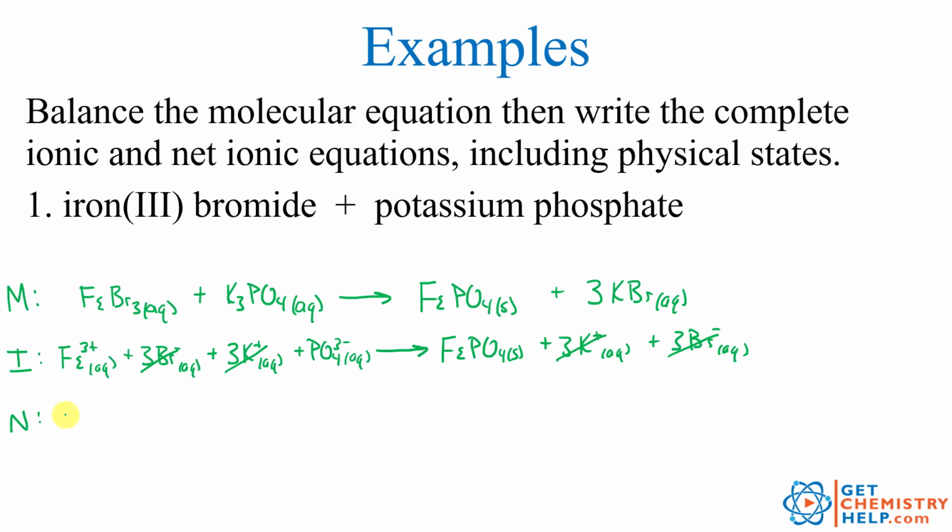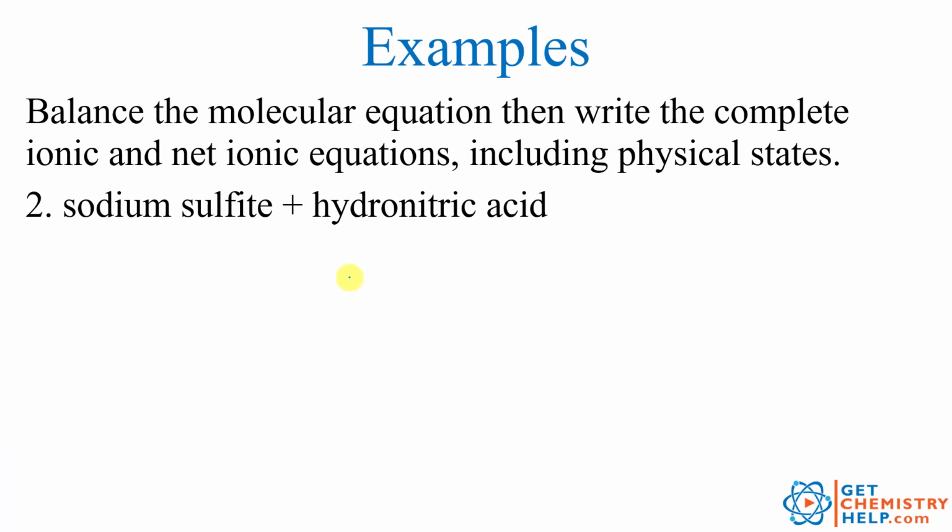Okay, so now for the net ionic, we just write whatever is left. So after I've crossed out the spectator ions, what we had left were an iron 3 ion combining with a phosphate ion to form iron 3 phosphate solid. So this is our net ionic equation. Let's try another example. So for this one, we're going to look at sodium sulfite combining with hydronitric acid.